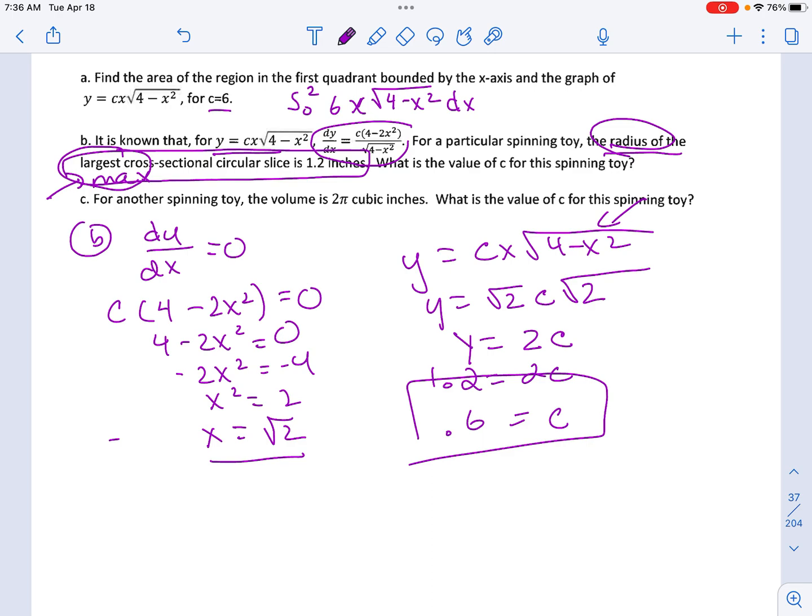Okay, this is a 2-point question. 1 point is finding that x correctly, that x is square root of 2 from this idea, and the second point is finding that c value.